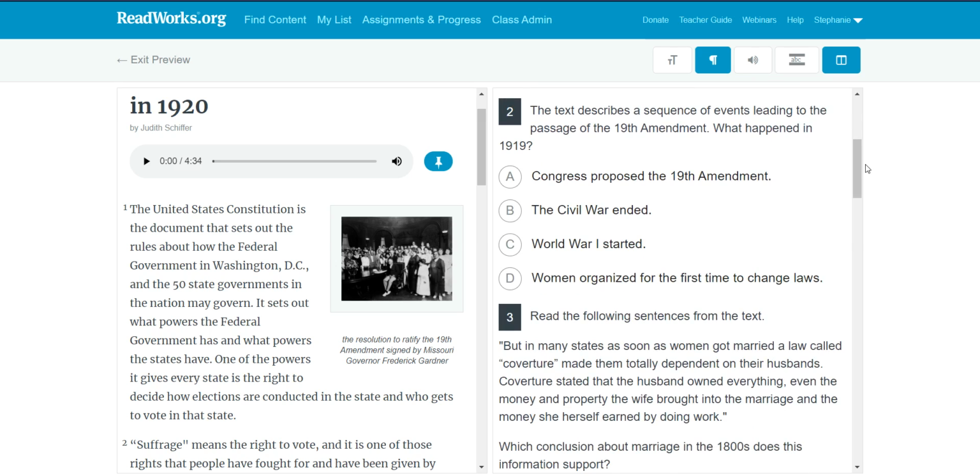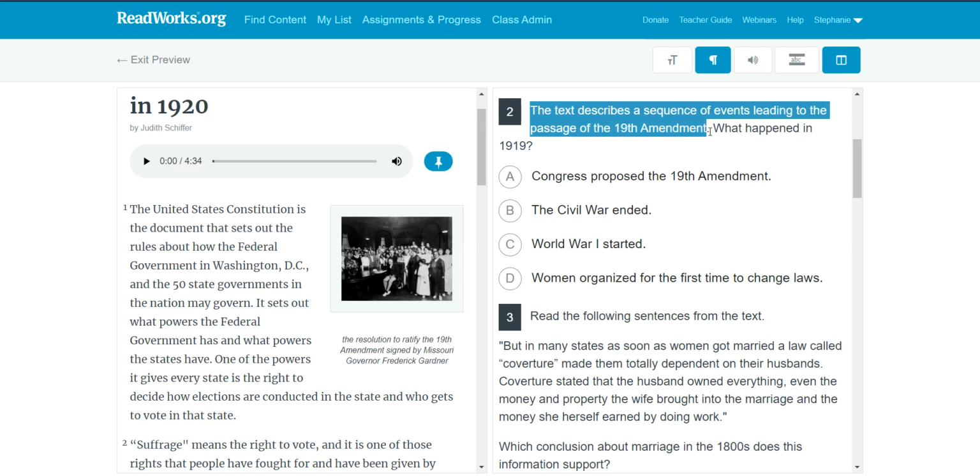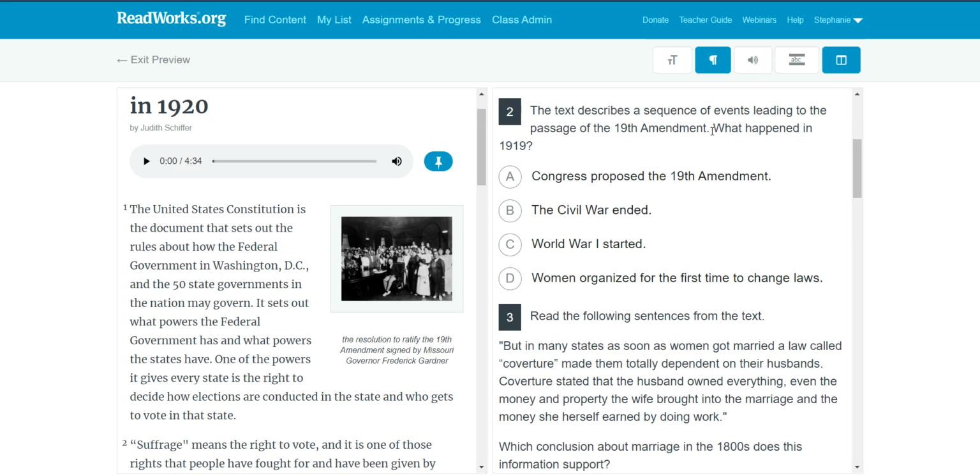It says, the text describes a sequence of events leading to the passage of the 19th Amendment. What happened in 1919? Okay, so this part sounds a little confusing initially. It's describing a sequence of events. Remember, sequences are when things happen in order. We wake up, we brush our teeth, we eat breakfast. That's a sequence right there. It's a fancy word, but it doesn't mean anything too outlandish.